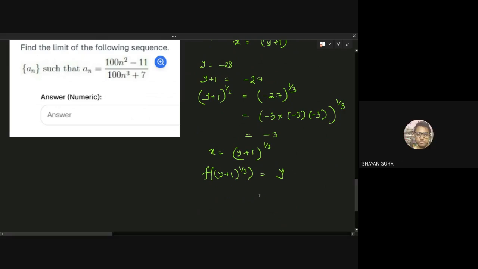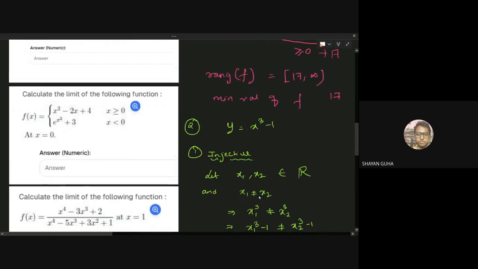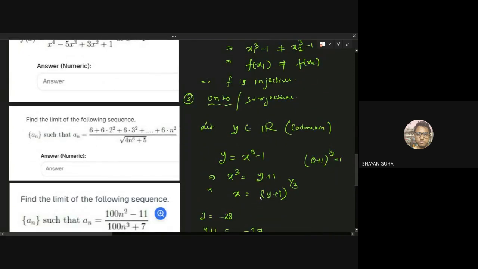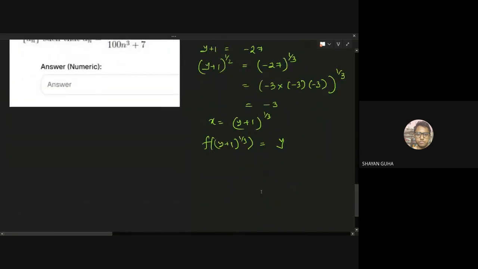So that's why when we say that this function is injective as well as onto, it's a surjective function. So what is the inverse function? The inverse function is generally denoted by f inverse, and since it is a real valued function that is defined for all real numbers, it's an R to R function. The inverse function is defined as (x plus 1) to the power 1 by 3.